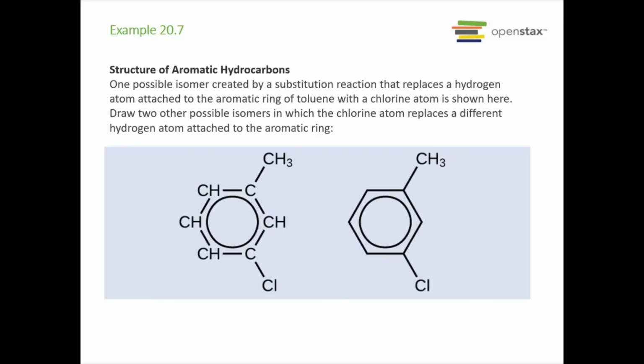So here's an example. One possible isomer created by a substitution reaction that replaces a hydrogen atom attached to the aromatic ring of toluene with a chlorine atom is shown here. Draw 2 other possible isomers in which the chlorine atom replaces a different hydrogen atom attached to the aromatic ring. So we're already given one isomer, and we want two other possibilities.